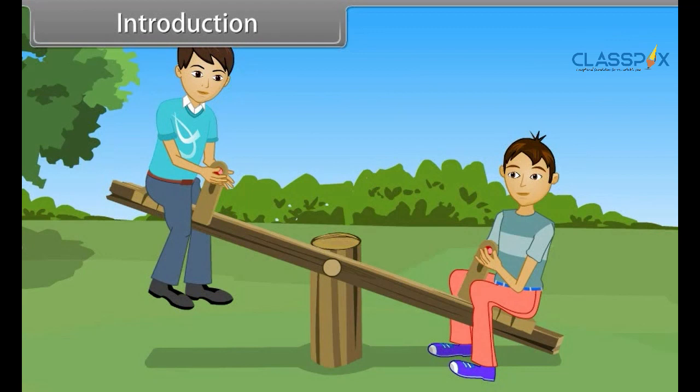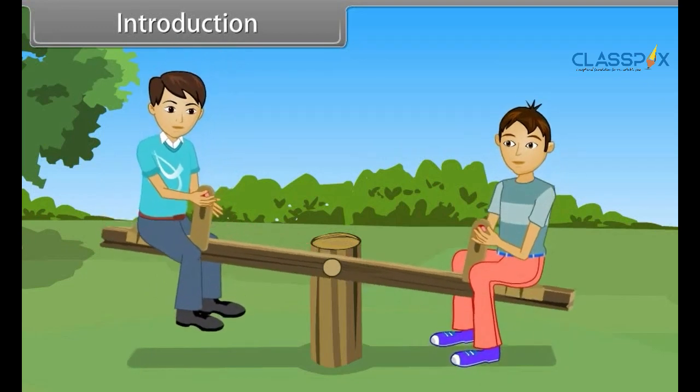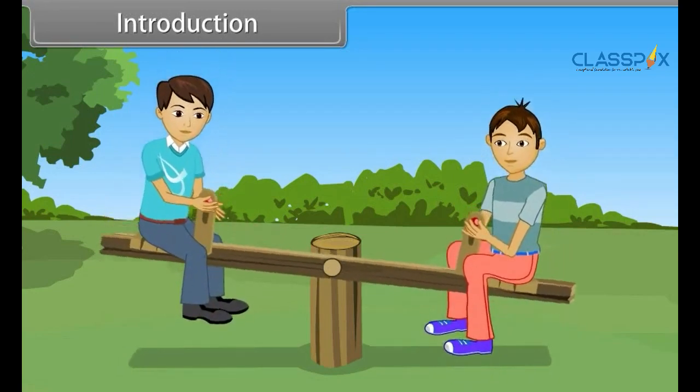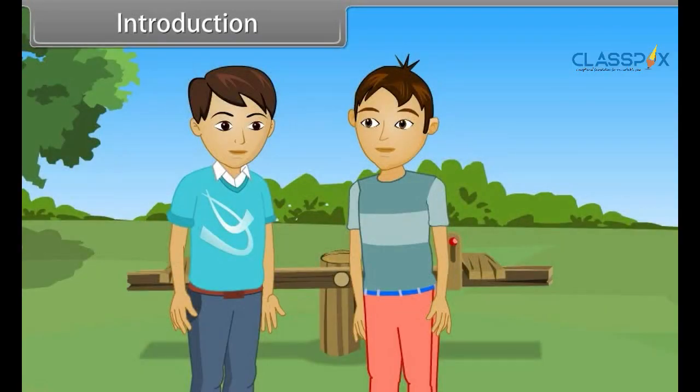When they both sat on the seesaw, the seesaw was not balanced. Then Roy pushes himself forward on the seat. Now the seesaw is balanced and they enjoy the ride. After the ride, Ajit asked Roy how he was able to balance the seesaw.